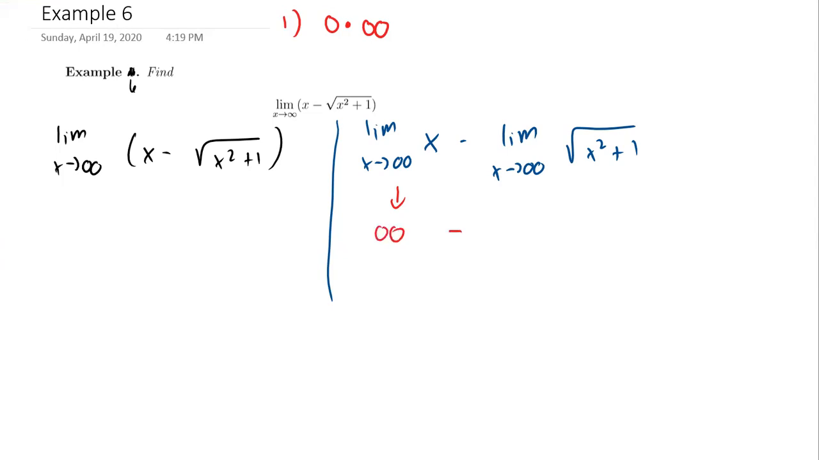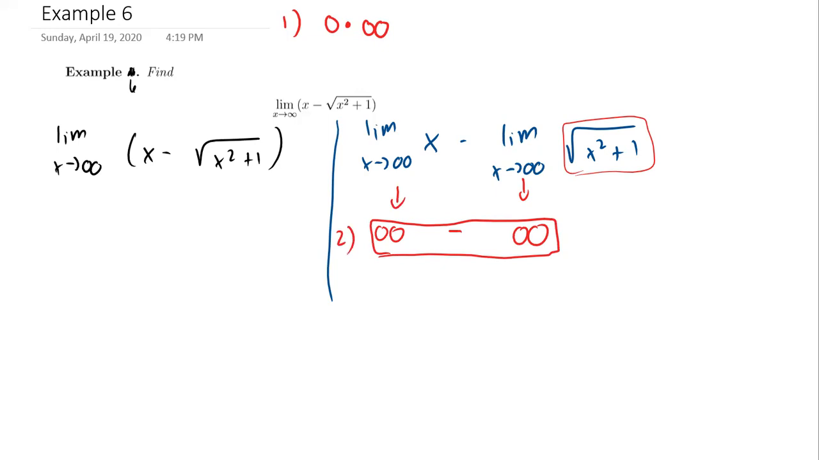Minus, now what's happening here? Well, the same thing. You're taking a really large number x, you're squaring it and adding 1. You're taking the square root, so it's going to make it smaller. But the point is, as x becomes larger, this whole expression becomes larger without bound. So this is also going to infinity. Of course, we can't separate the limits when either one is undefined, but the reason I show you this is because this is the second form we're going to be working with: something that looks like infinity minus infinity.